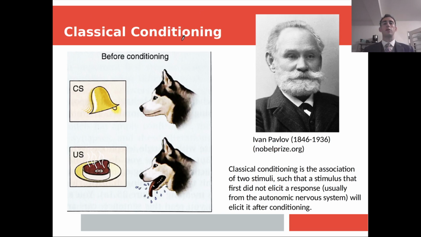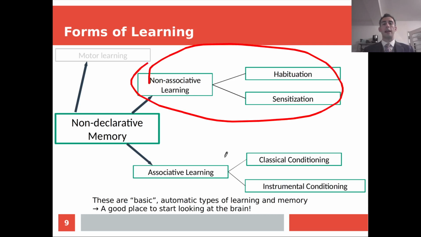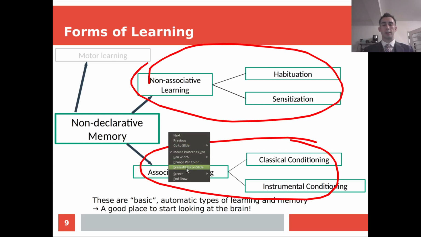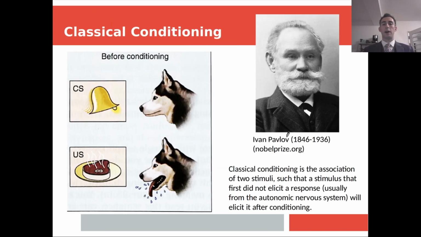So there's two types of associative learning. Those were two types of non-associative learning, and now we're going to go over the two types of associative learning. So first is classical conditioning, which was Ivan Pavlov. Maybe you know him for his dog. He got the Nobel Prize for this experiment.